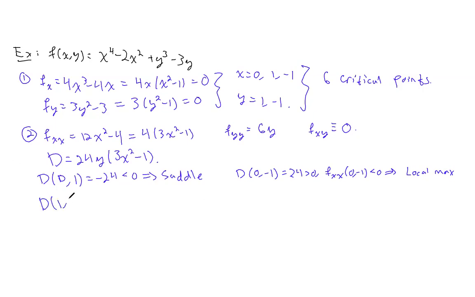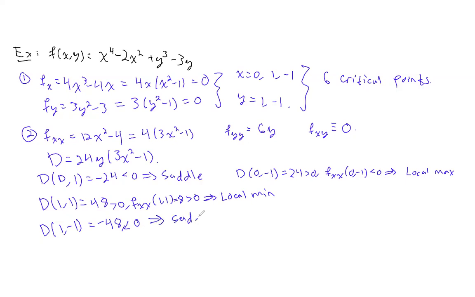d of 1, 1 is 24 times 2, so 48, which is positive. And then fxx at 1, 1 is 4 times 2, that's 8, which is positive. So that's the local min. d of 1, negative 1 is the same whole story, but negative 48, which is negative, which is the saddle.